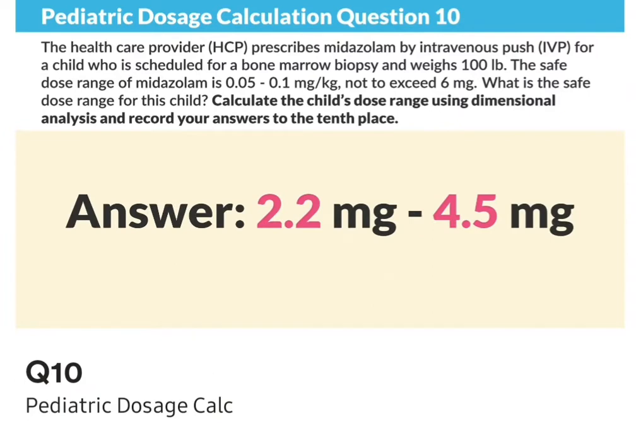Now our correct answer is 2.2 milligrams to 4.5 milligrams. And remember, this is a pediatric question, so don't round up. Really don't round at all.